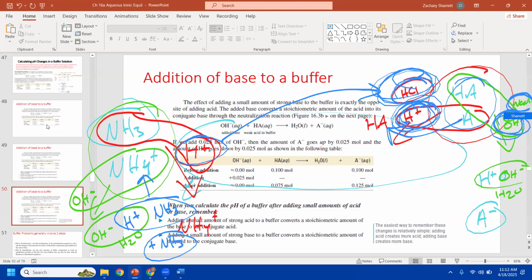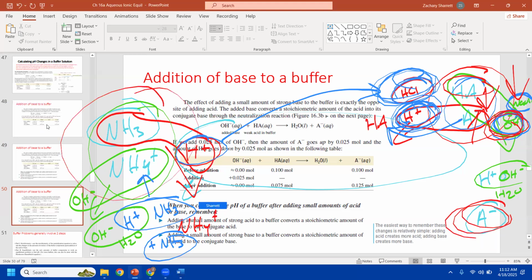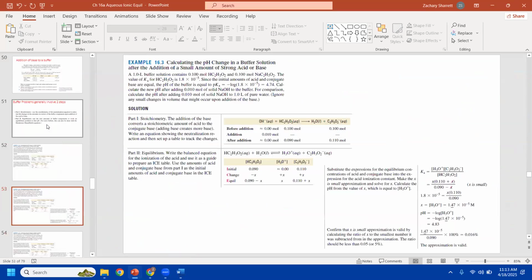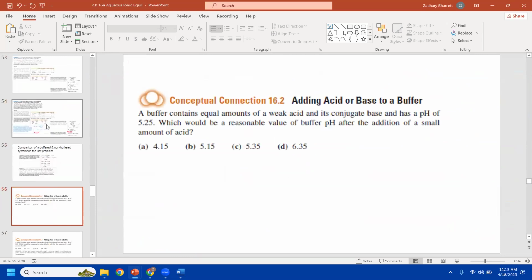If we add base over here, in the form of NaOH, what happens? The acid goes down and you make more base. So adding base creates more base. Over on this side, adding base created more base. Adding acid created more acid. So do we see that? This is the stoichiometry part of the problem. So let's go ahead and do this problem.